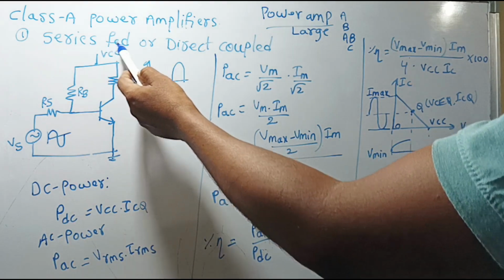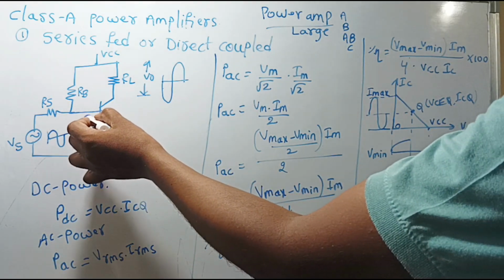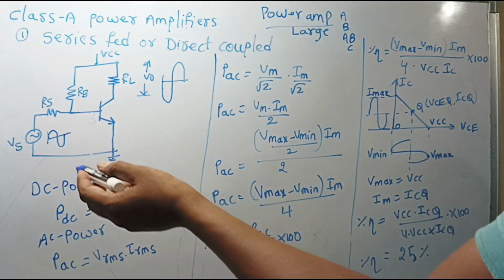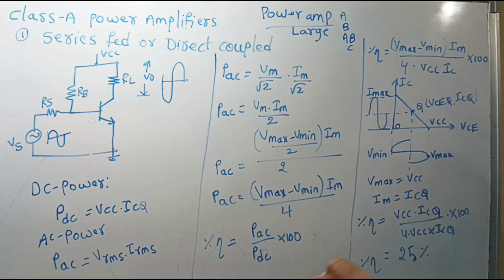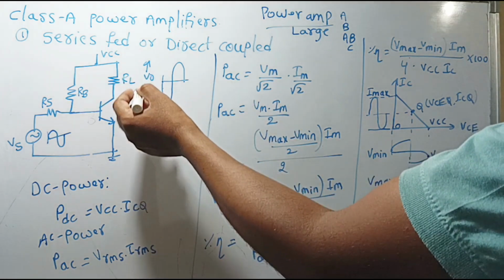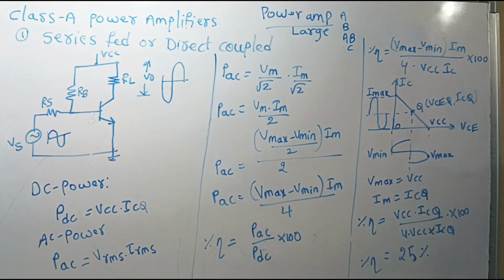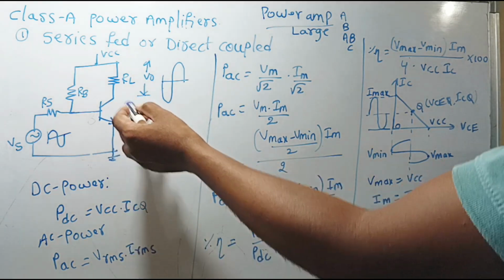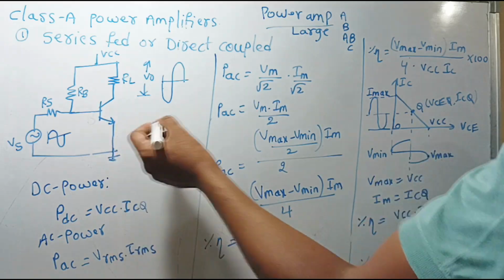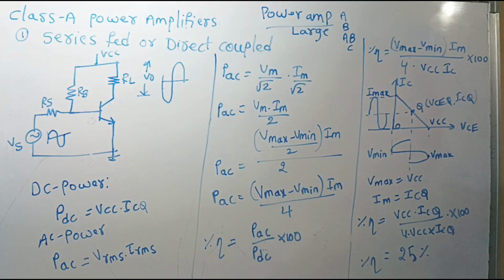Whenever we give supply, the signal will pass via the base terminal and the output will be amplified and given across the load resistance. So here we have 180 degrees phase shift in the Class A power amplifier. This is CE configuration, which provides 180 degrees phase shift. This is the amplified output.